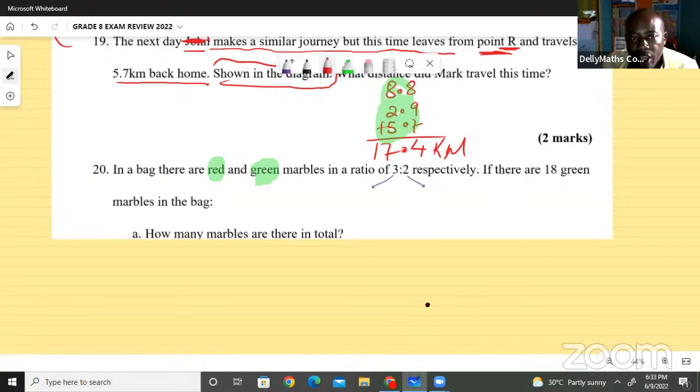So we want to make sure that we put them in the same order that they came when the word respectively is used. So we're talking about the marbles, red to green, 3:2. That means the proportional parts for red is 3 and for green it is 2. All right, so we want to look at that.